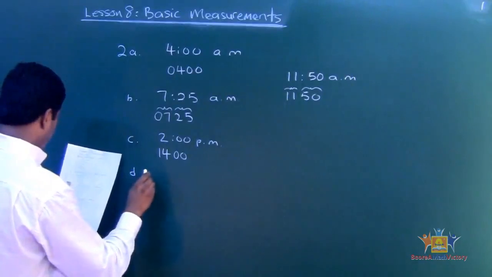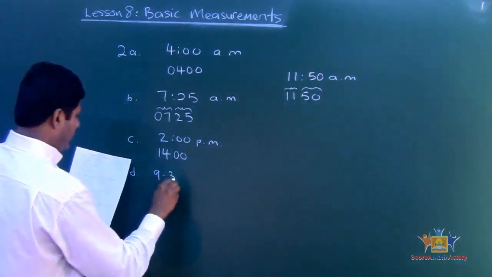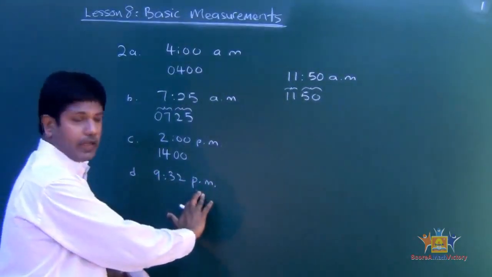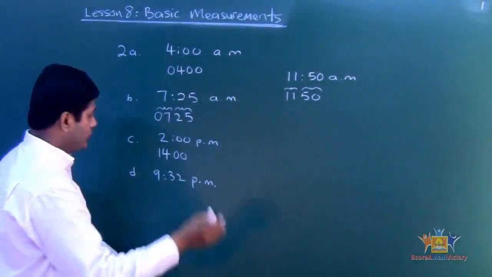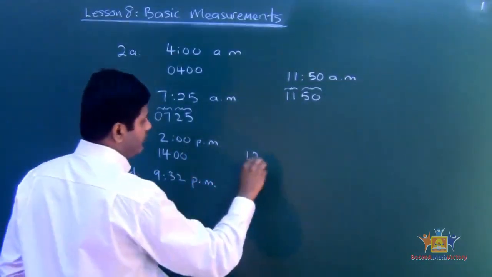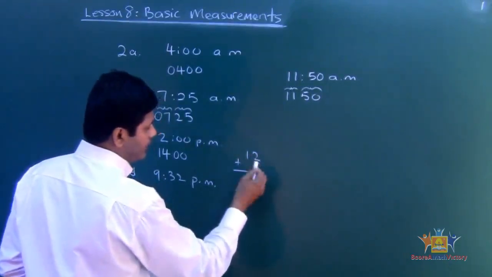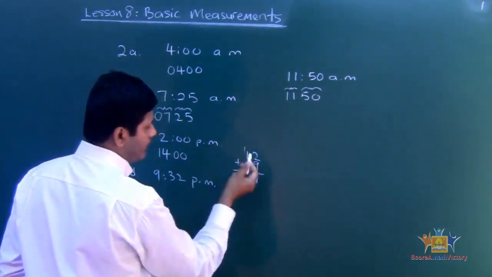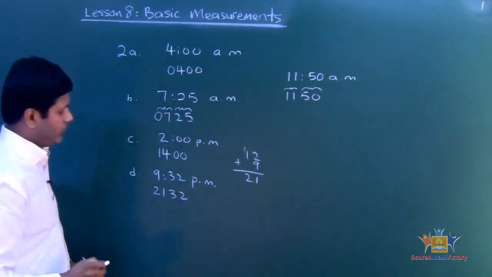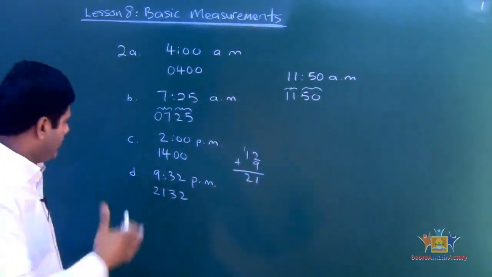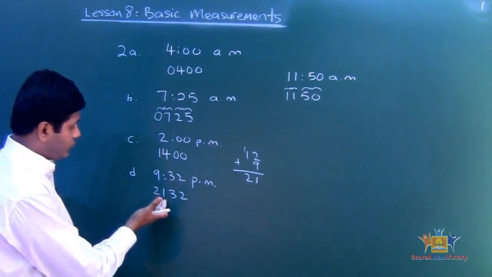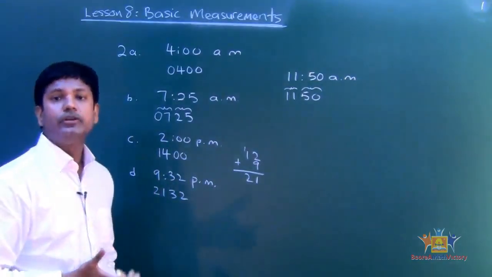So D, you're given 9:32 p.m. Again, you pass the 12 noon, so you add the 9 with 12. So 12 plus 9: 2 plus 9 is 11, write 1 carry 1, 1 plus 1 is 2. So it gives me 2132. By looking at that 2132, I know it's going to be in PM, and after I subtract 12 out of that, it gives me 9:32 PM.